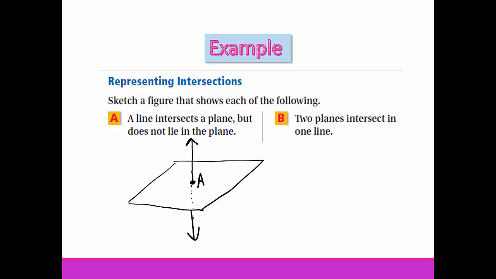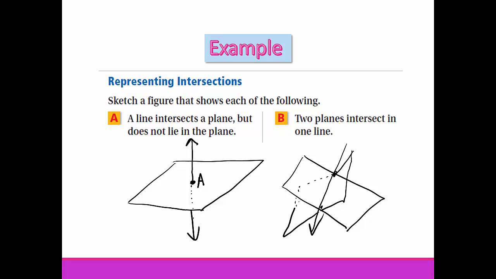And then 2 planes that intersect in exactly 1 line. I actually drew that already, but I'll try to draw another illustration. Let's have 1 plane there, and the other plane here, and then those planes intersect right here on that line.